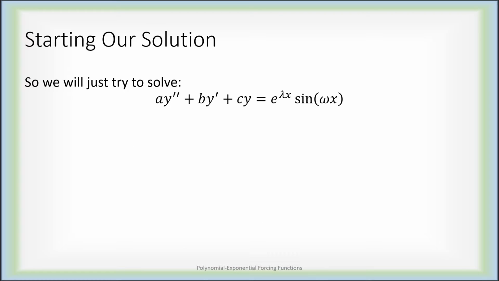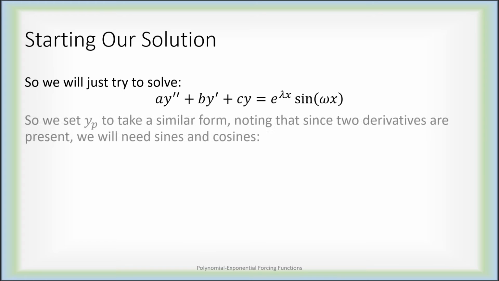So let's just try to solve a y double prime plus b y prime plus c y is e to the lambda x times the sine of omega x. We've kind of ignored the phase shift, we've ignored the possibility of a cosine term, and whatever the multiple out in front is, we've assumed it's just 1.